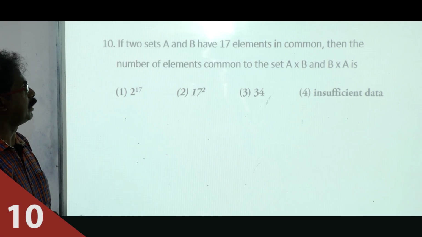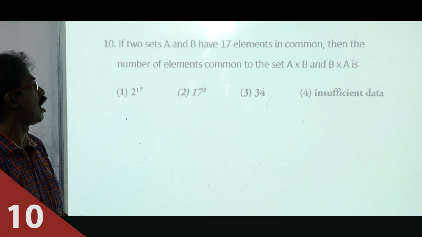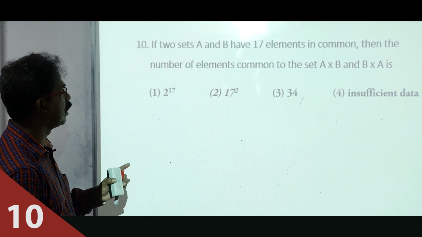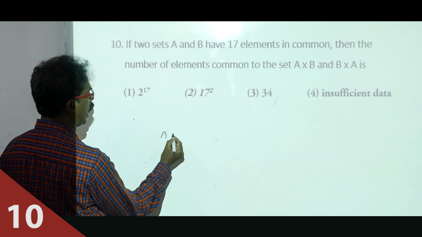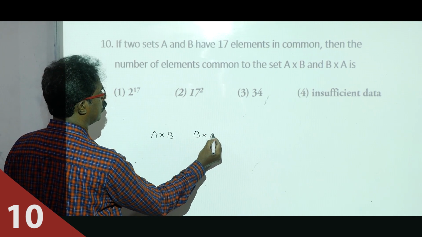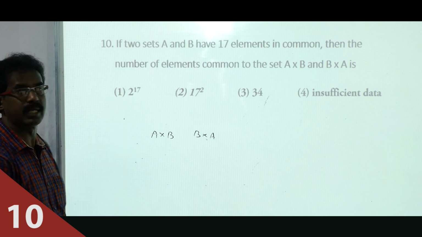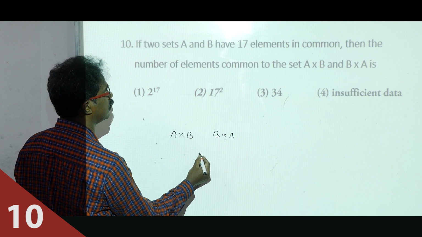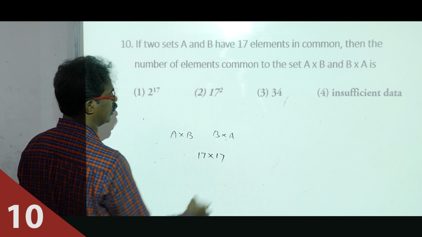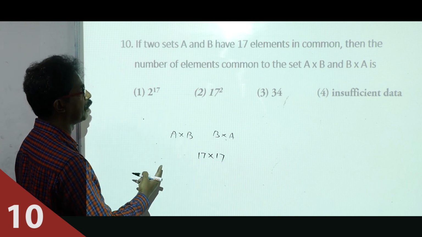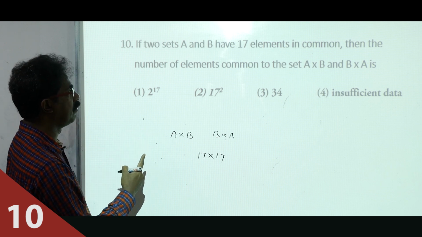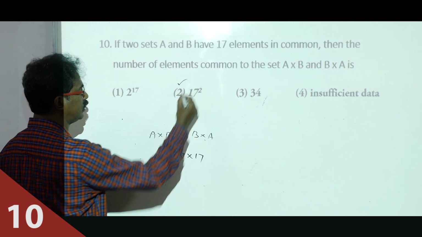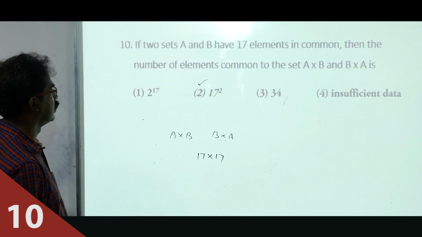Sum number 10. Two sets A and B have 17 elements in common. Then the number of elements common to A cross B and B cross A. For A and B, the common elements are 17. From that you can form how many ordered pairs? It is 17 into 17. Because 17 is the common number of elements, the number of elements common to both A cross B and B cross A is 17 into 17. So the answer is 17 square. So that is the 10th question.